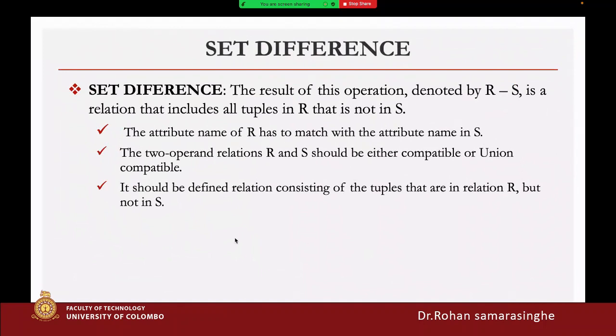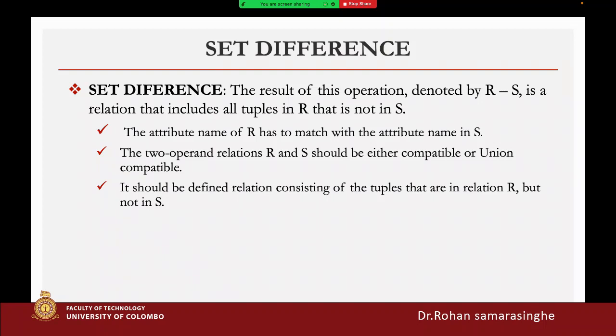Set difference. The result of the set difference operation denoted by R minus S is a relation that includes all tuples in R that are not in S. All tuples in R but not in S. Sometimes without an example you may find some difficulty understanding this. Let's try to understand using an example.